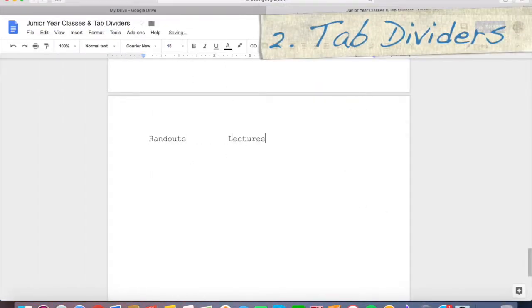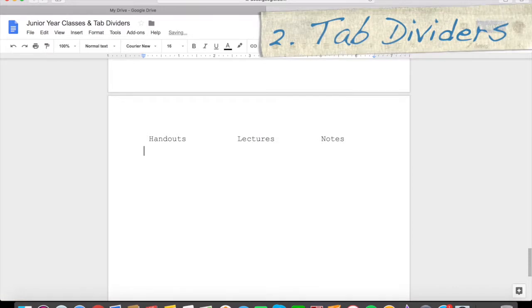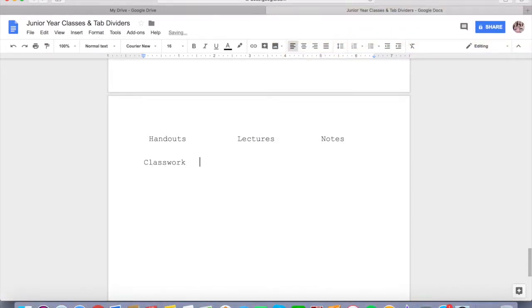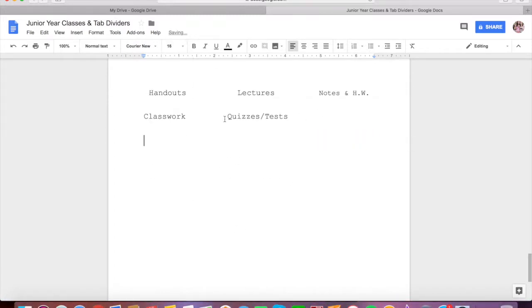So now that the names of my binders are done, I'm gonna move on to my tab dividers. This organization is kind of messy, so I'm sorry about that, guys. But basically, I tailored each tab divider to fit the class, but my basic foundation was handouts, lectures, notes, homework, and classwork. I know that I had to have all of those for most of my classes.